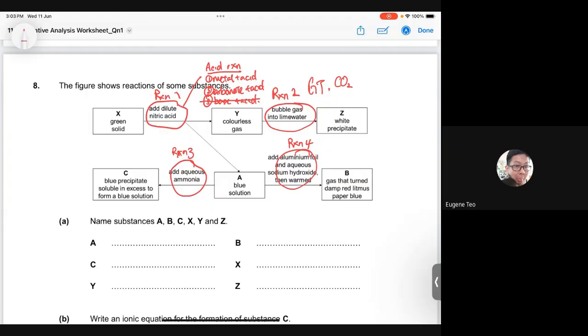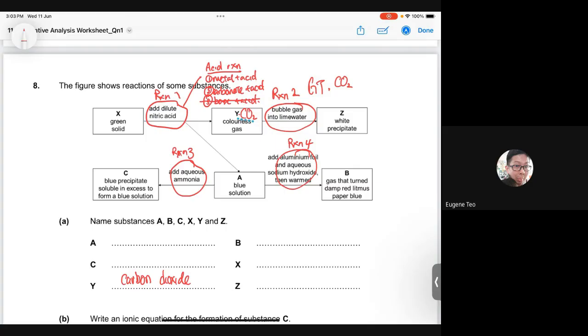When I bubble the gas in lime water and a white precipitate forms, I know that this gas Y will be carbon dioxide. So let's write down, as I mentioned, annotation is key over here. Writing things down will help to offload the amount of memory you have to store in your brain, so that will help a lot. So Y is carbon dioxide.